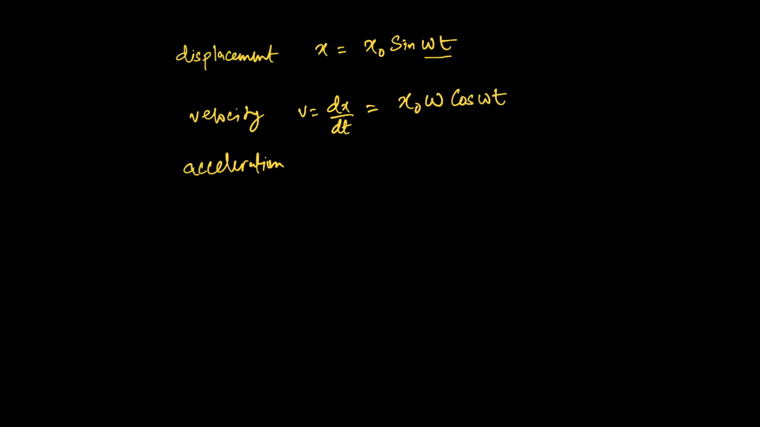And then similarly, what is acceleration? Acceleration is equal to dv by dt. So once again, x naught is a constant, it'll stay out there. This omega is going to come out again here, so this makes it x naught omega squared. And then what is the derivative of cosine? It's negative sine, so there's going to be a negative out there, negative sine omega t.